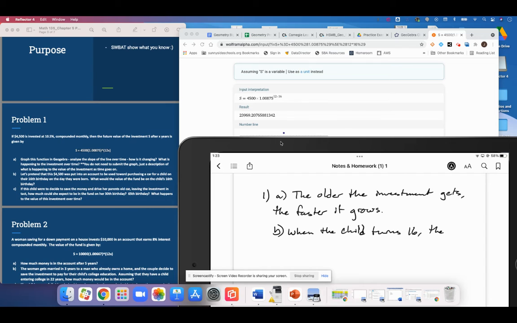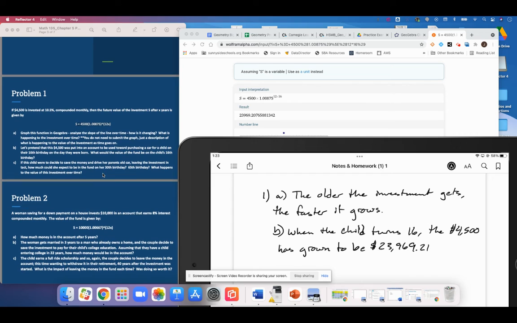the $4,500 has grown to be $23,969.21. And so we get a pretty huge amount of growth here, everyone. This investment's gained almost $20,000 in the 16 years that it's been invested. So let's move on to the next part C.